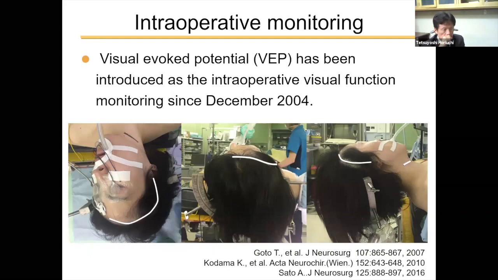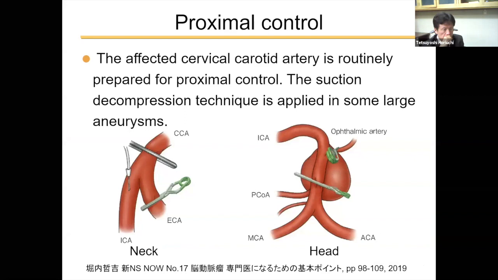VEP has been introduced as an intraoperative visual function monitoring since December 2004. VEP is useful to evaluate surgical manipulation-induced damage and ischemia related to the superior hypophyseal artery and ophthalmic artery. There is no question of the importance of proximal control in aneurysm surgery. The affected cervical carotid artery is routinely prepared for proximal control. The retrograde suction decompression technique is applied in some large aneurysms.